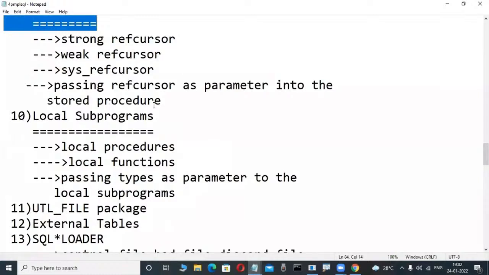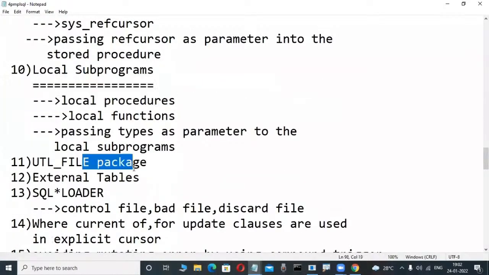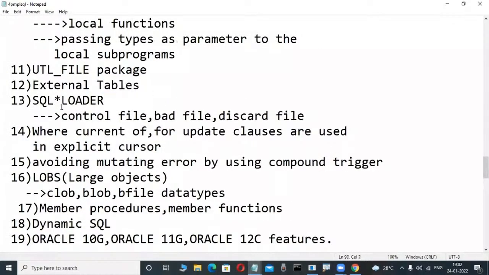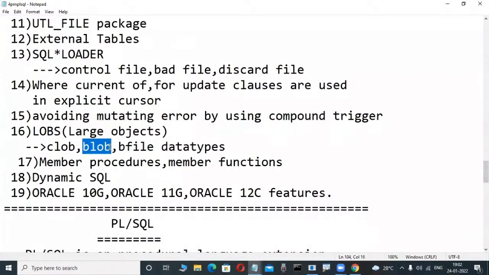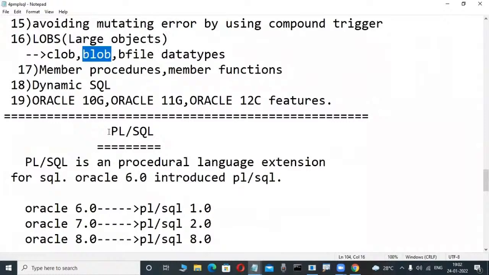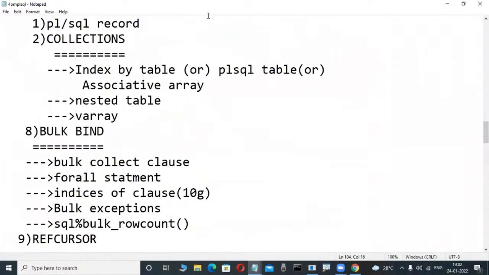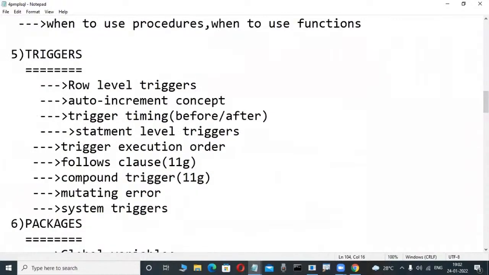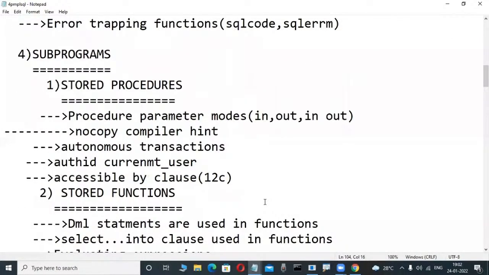Now in your JavaScript, multiple records are displayed on a screen; how is it done through a cursor? Through a procedure OUT parameter they are recommending. Local subprograms, UTL_FILE package, external tables, SQL*Loader, here LOBs, and the images we are storing, the BLOB data type is there or not? Yes, those are all the things we are learning in our course. SQL, PL/SQL, dynamic SQL, like that, so many things. Okay, these are the demos, a small thing in it.